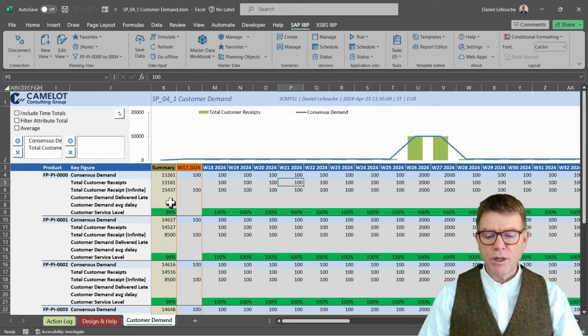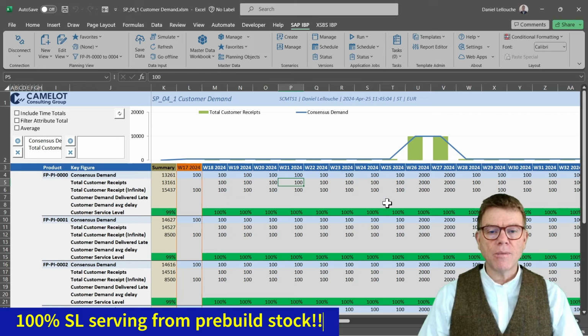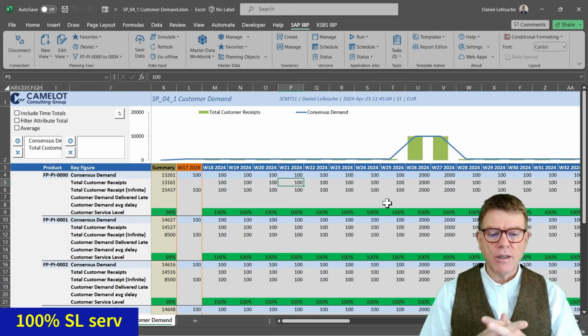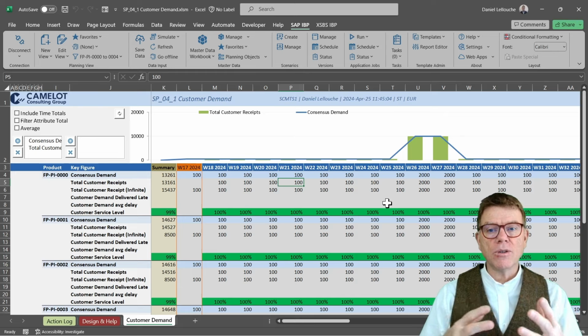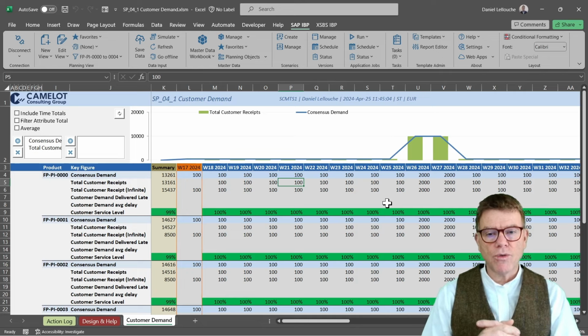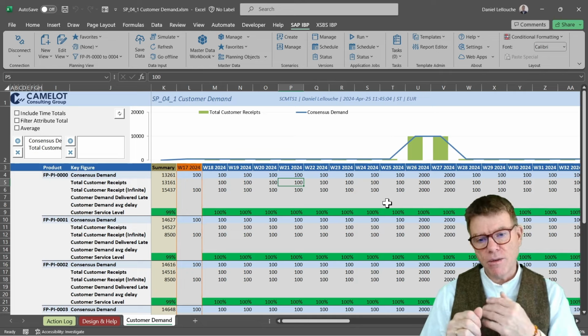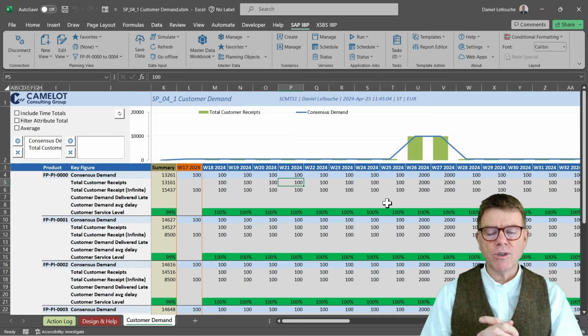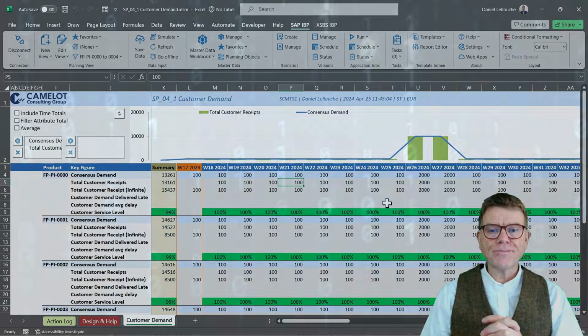What do we see? We still see that we have a very nice customer service level, 99, 100% in all the periods. And then we are serving the customer demand still on time, but based on stock and production at the same time. So this illustrates, in a simple use case, the storage space optimization: where to store the goods before the season and then withdraw, deplete this quantity during the season.